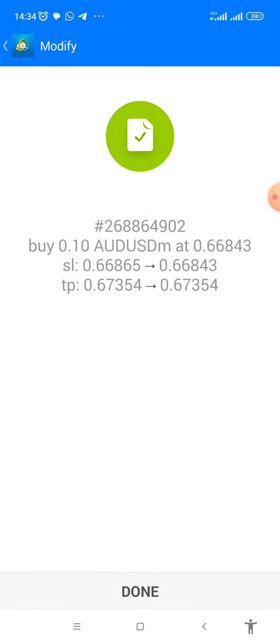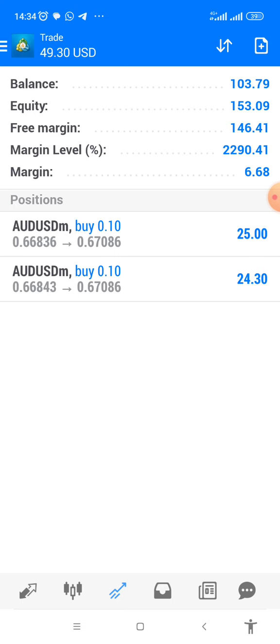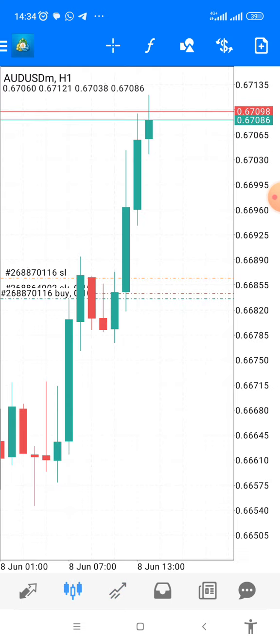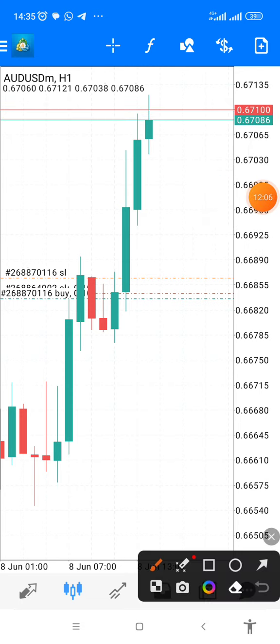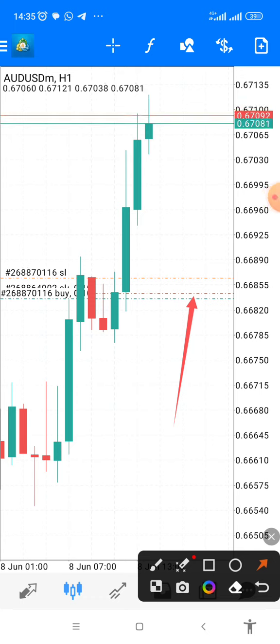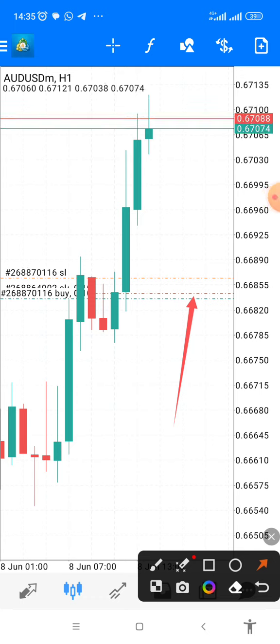Now the trade has modified. If I go back to the chart, you see that my red lines are now two. The second red line below here is the entry price for the second trade. And now I have moved the stop loss to that entry price. That is why the entry price has also become red. It means my stop loss is now at entry.